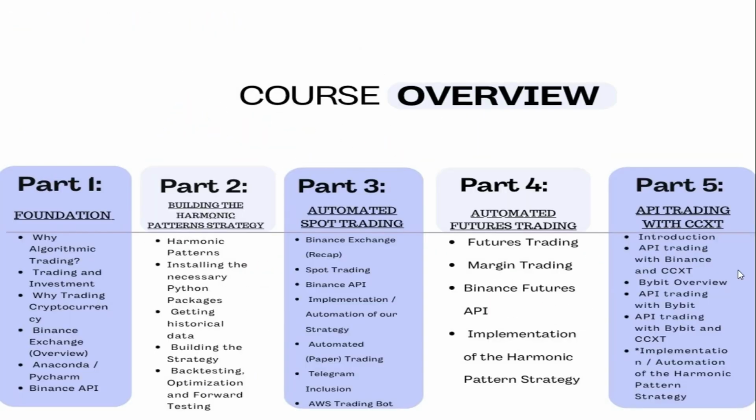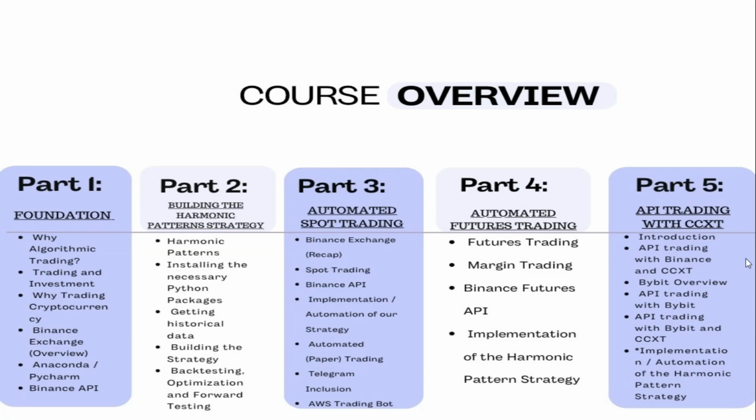You will master Python, a versatile programming language essential for building, implementing, and automating the harmonic pattern strategy. Familiarize yourself with Binance and Bybit exchanges, exploring their APIs to retrieve market data, execute trades, and manage accounts programmatically. Utilize CCXT, a powerful cryptocurrency trading library, to interact with Binance and Bybit and implement the harmonic pattern strategy. Delve into the nuances of spot and futures trading, understanding their unique characteristics and how to apply the harmonic pattern strategy effectively in both markets.